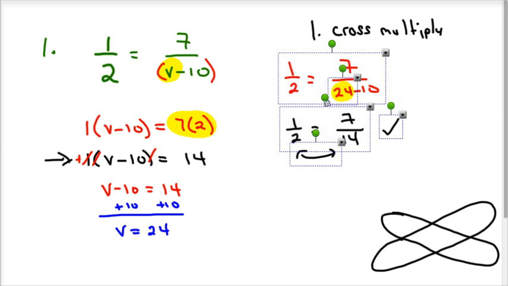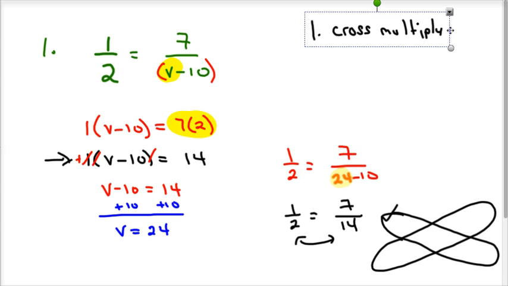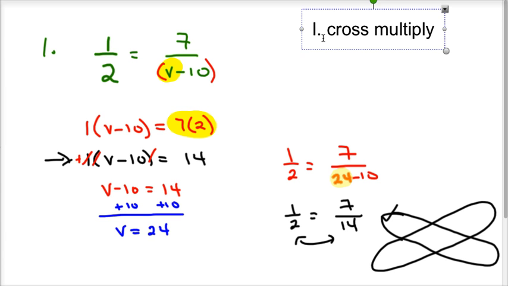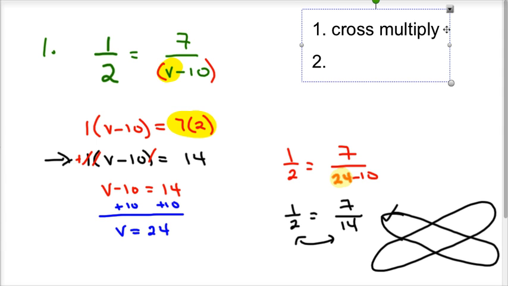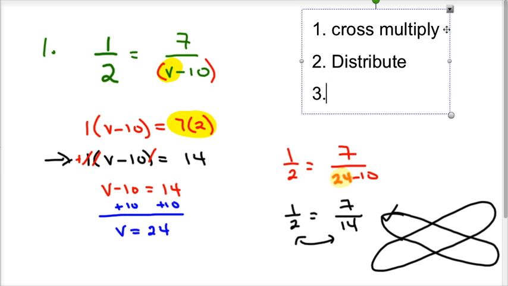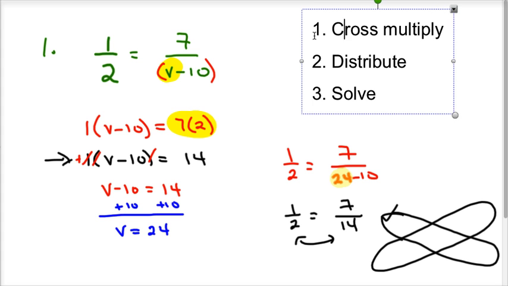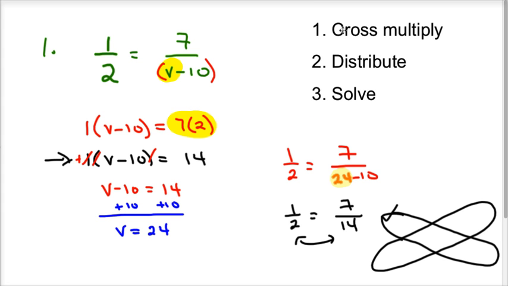So let's look at these steps we did here. So the first thing we did here was cross multiply. Our second step was distribute. And our third step was to combine like terms and solve. So our 3 steps here: cross multiply, distribute, and solve finally. Okay, so let's take this and carry this along with us on our next problems.